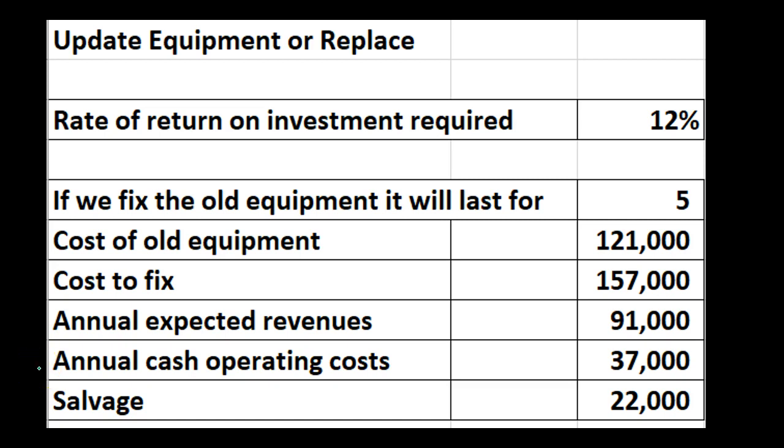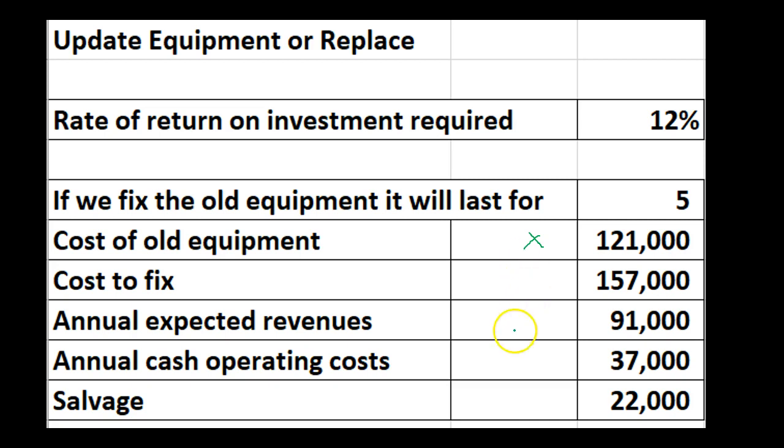So let's go through this one more time. We're going to be fixing the equipment. It then will last 5 more years. The old equipment has a cost of $121,000. Note, it's already on the books at $121,000. That's a sunk cost because we're making the decision from here forward. So this is actually irrelevant to our decision-making process now as to what's going to be the payoff of what we do now going forward.